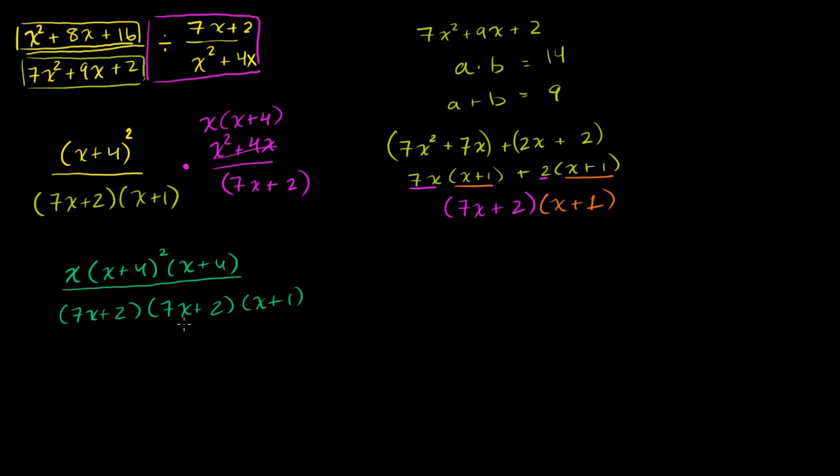So here nothing is canceling out, but we have the same term being multiplied multiple times. x plus 4 squared times x plus 4 to the first power. This is going to be equal to, we still have our x out front, so it's x times x plus 4, we could say to the 3rd power. All of that over, we have two 7x plus 2's, so 7x plus 2 squared times x plus 1. And we are done.